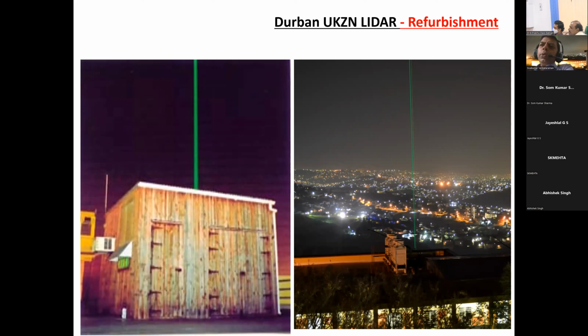I also moved from CSIR after 5 years of working there. I am currently working at the University of KwaZulu-Natal in Durban, where we have a Rayleigh and Mie Raman LiDAR. It's almost similar to what we had previously at NRL, where I was working for my PhD at that time. It's almost a similar kind of LiDAR.